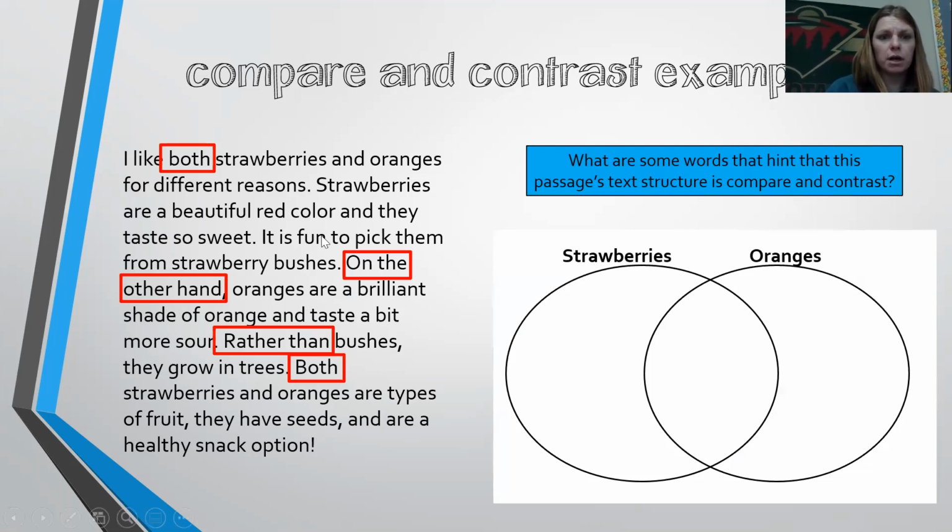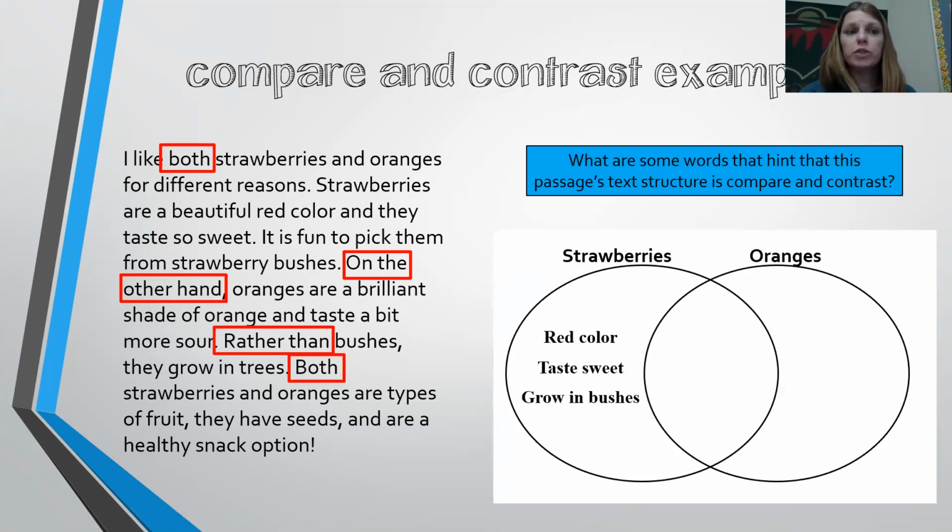Because strawberries are discussed first in the passage, we're going to put those on the left. And then because oranges come up second, we're going to put those on the right side. So strawberries, what's unique about them? Well, they have a red color, they taste sweet, and they grow in bushes. Oranges, what's unique about them is they have an orange color, they taste sour, and they grow in trees.